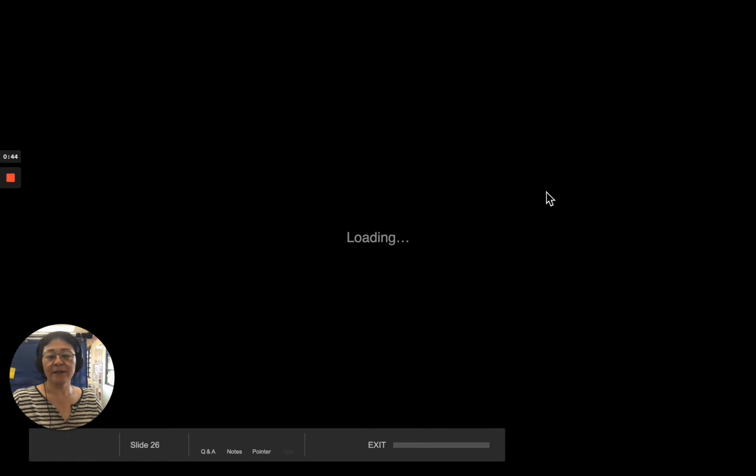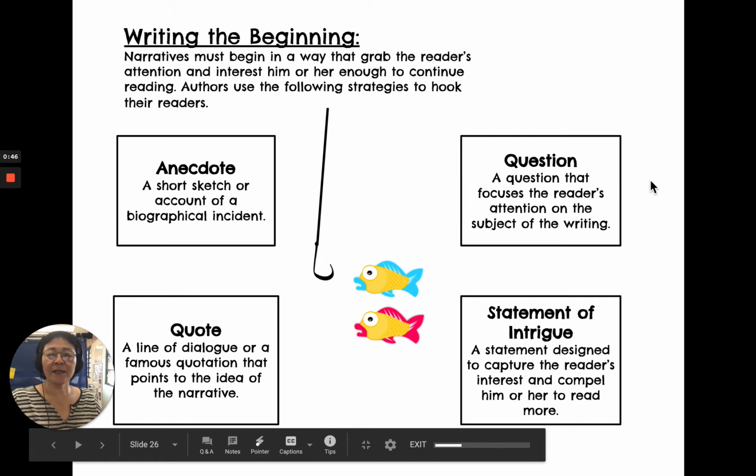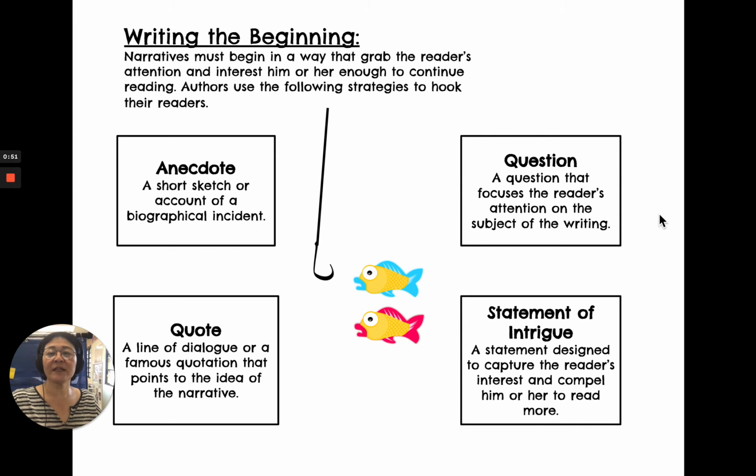Okay, so when you are writing a narrative, it's kind of important that you have a beginning. Remember that a narrative is different than an informational writing. There is kind of like a story embedded in it. So when you have a narrative, you're going to need a beginning. So narratives must begin in a way that grabs the reader's attention and interests him or her enough to continue reading. Authors use the following strategies to hook their readers.